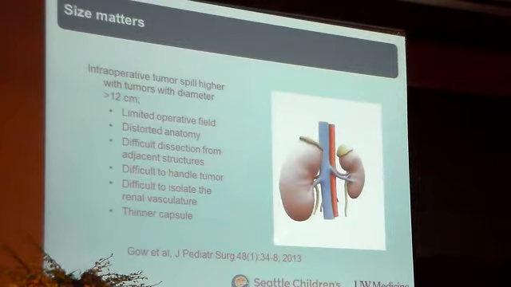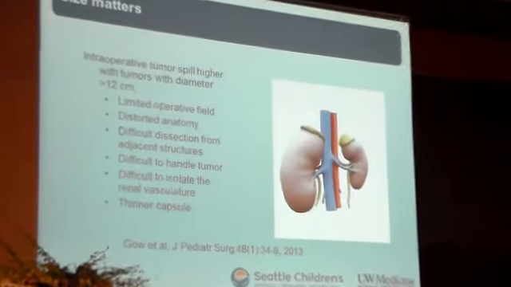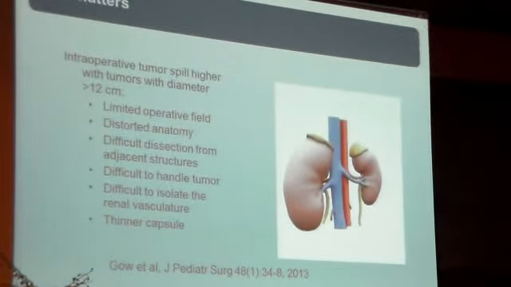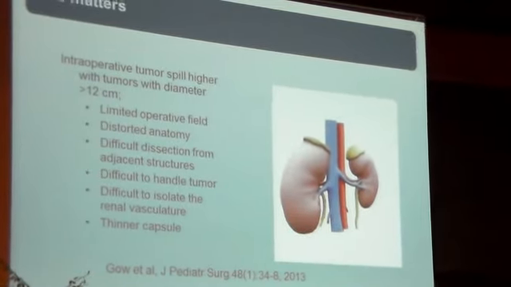And secondly, it's on the right side. Because of that, we would probably deem this tumor unresectable and treat with chemotherapy first, mainly because the optic field is limited, the anatomy may be distorted, it's difficult to isolate the right renal vasculature, and the capsule may be thinner. Because of those, if the tumor is greater than 10 centimeters, we would consider chemotherapy first to shrink the tumor and then nephrectomy.